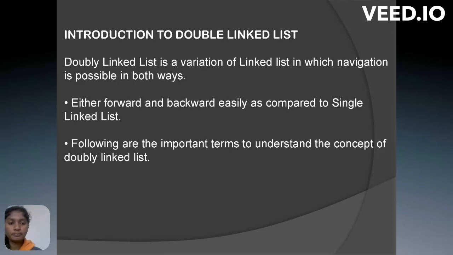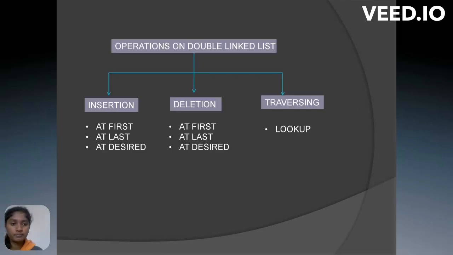Next, these are the concepts to understand the operations of a doubly linked list. In a doubly linked list, insertion, deletion, and traversing are there. Insertion: insert first, insert last, and insert at a desired position. Delete: first, last, and desired. Traversing: lookup.